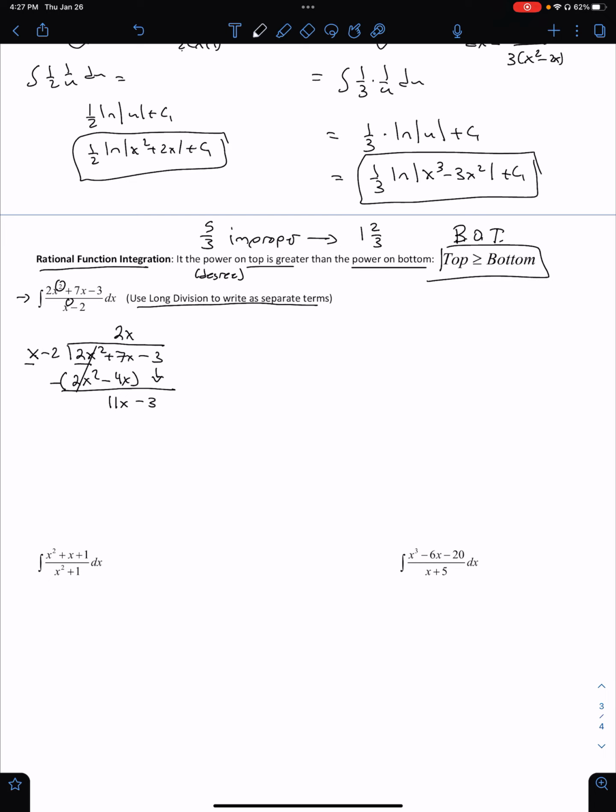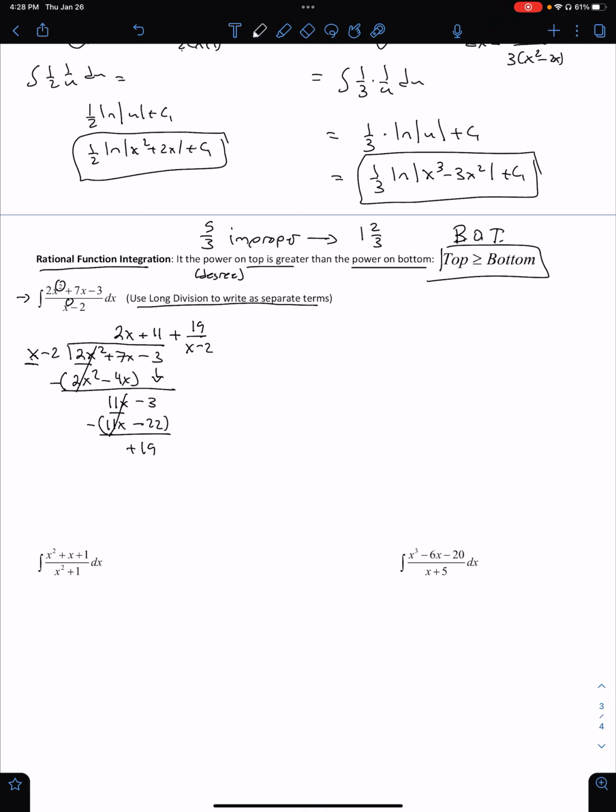And I just repeat the process. What do I need to multiply x by to cancel 11x? And of course the answer is 11. Multiply x times 11, I get 11x, minus the x times 2, I get 22. And I'm going to subtract again. Those 11x's cancel. Negative 3 minus a negative 22, that becomes 19, plus 19. So we get this plus 19 over x minus 2.